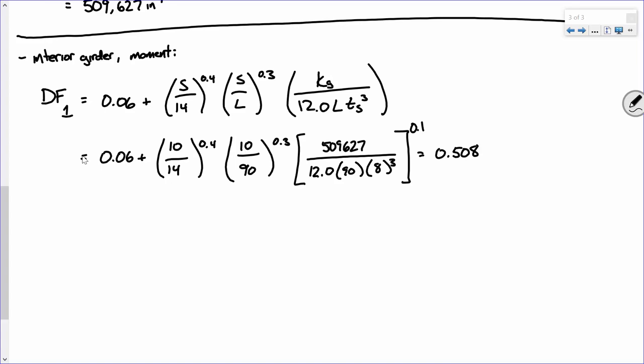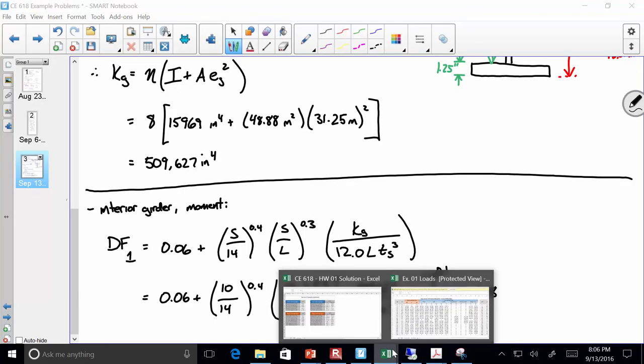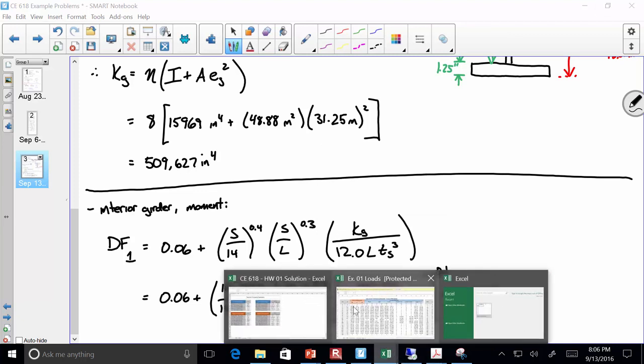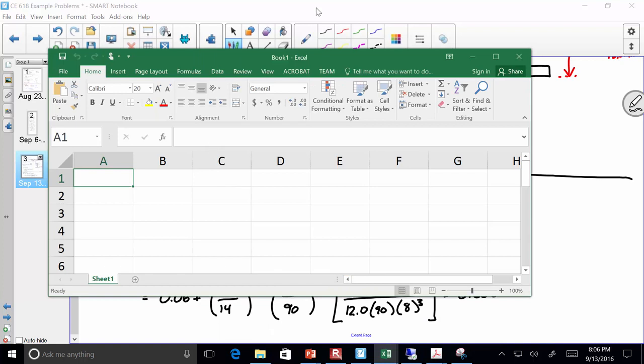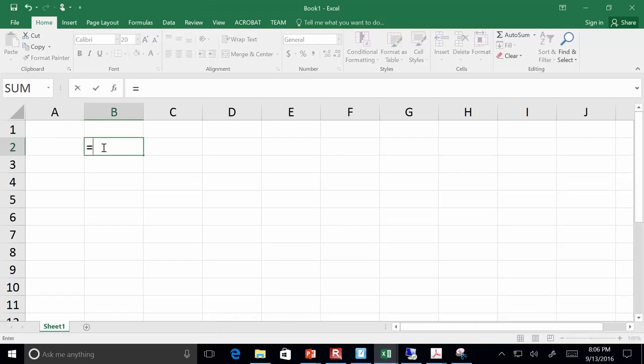Let's do this in Excel together, so let's make sure we're clear on this. I'm actually going to open up a new Excel sheet. There we go. All right. So here's how I'm going to do this. I'm going to say equals 0.06, okay? And I get pretty crazy with my parentheses if I need to.